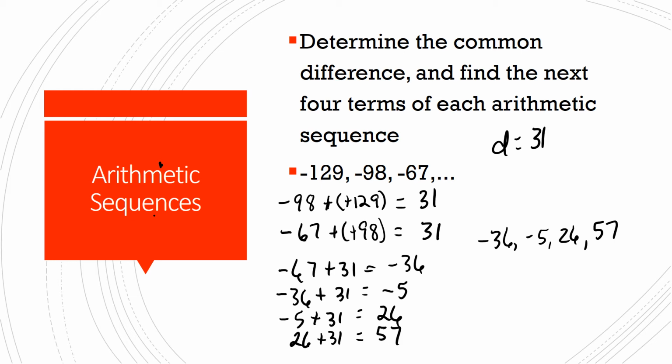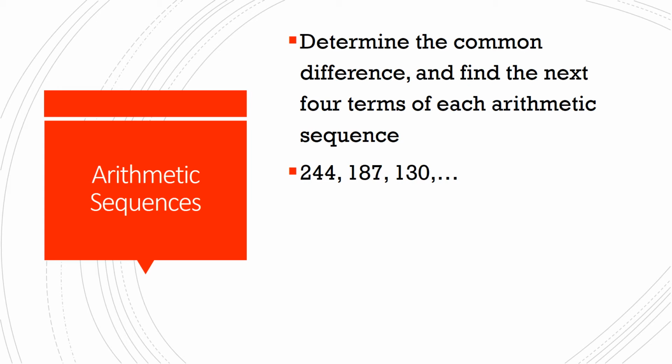Let's look at one more before we move on. Again, we're being asked to do the same thing. It says determine the common difference. That's the first thing we have to do. And then once we find the common difference, find the next four terms in each arithmetic sequence. And of course, we're given that it's an arithmetic sequence.